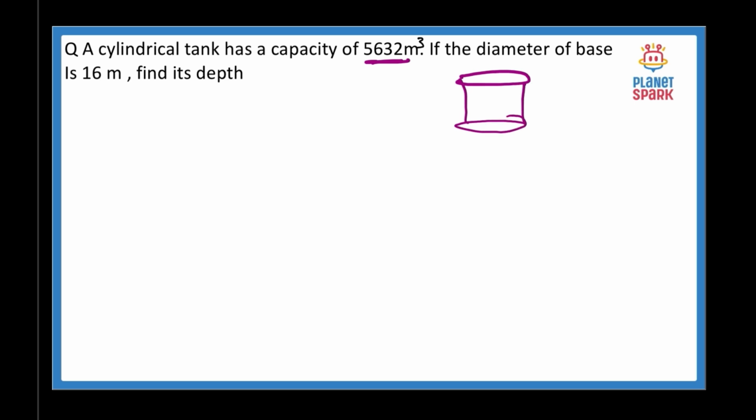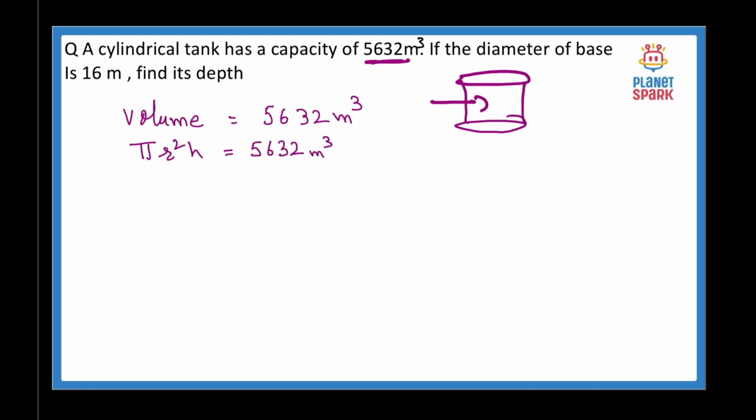A cylindrical tank has capacity 5632 meter cube. Capacity means how much it can hold. That means I am given the volume. So, volume of this tank given to me is 5632 meter cube. The diameter of the base given to me is 16. I need to find out depth. Now, depth and height are same.